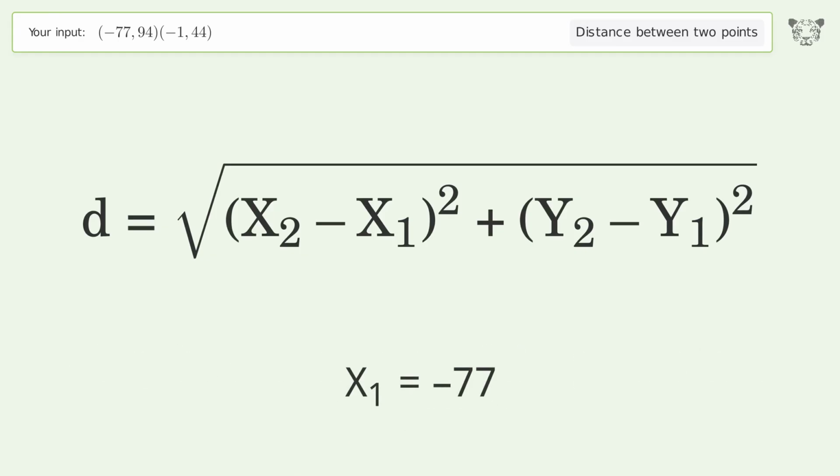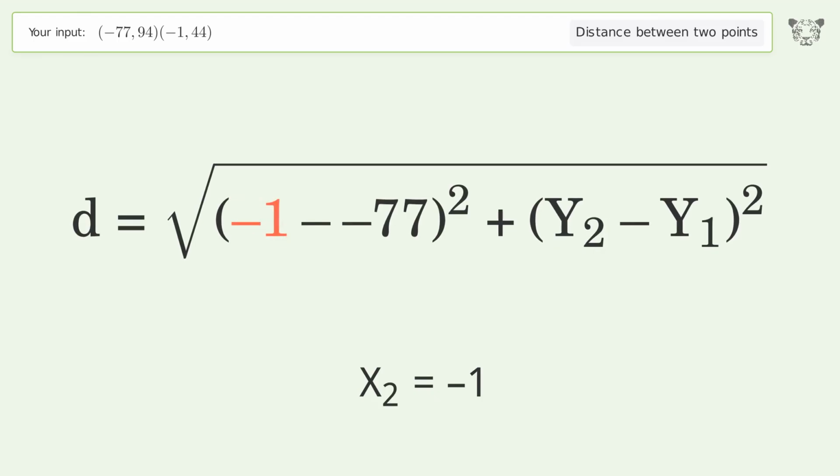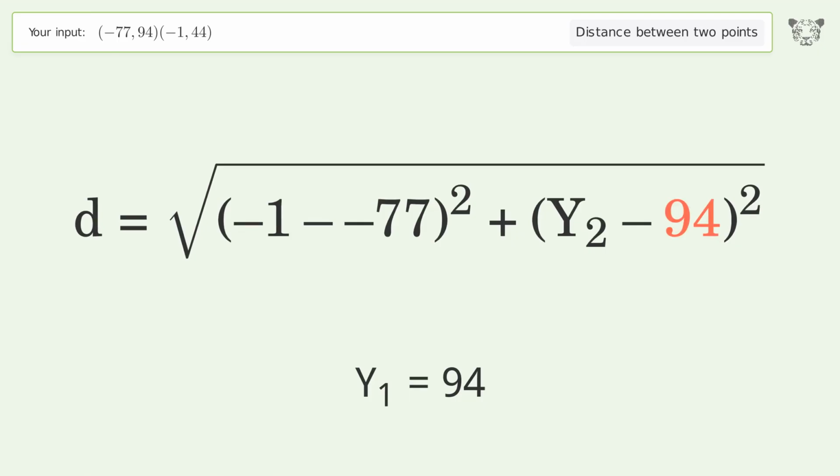x1 equals negative 77. x2 equals negative 1. y1 equals 94. y2 equals 44.